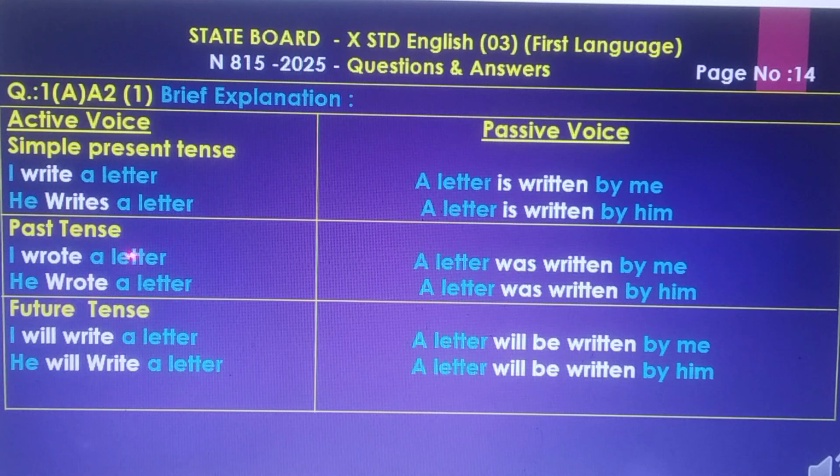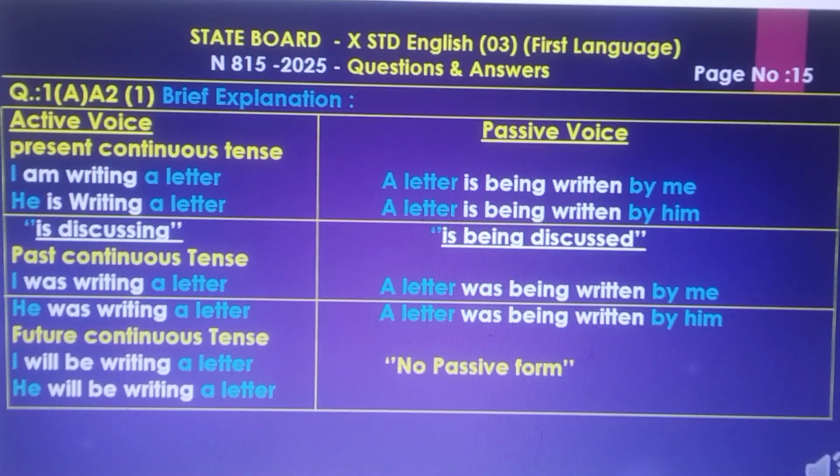In the past tense, I wrote a letter; the same way, a letter was written by me. He wrote a letter; a letter was written by him. Future tense: I will write a letter; a letter will be written by me. He will write a letter; a letter will be written by him.